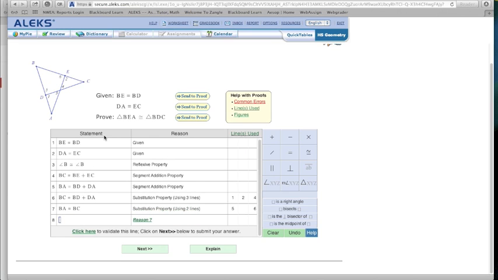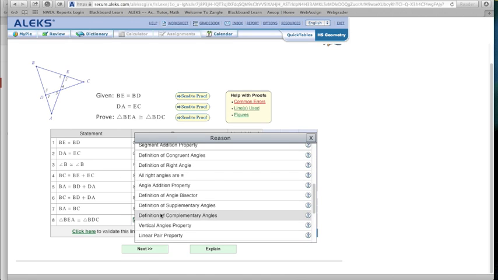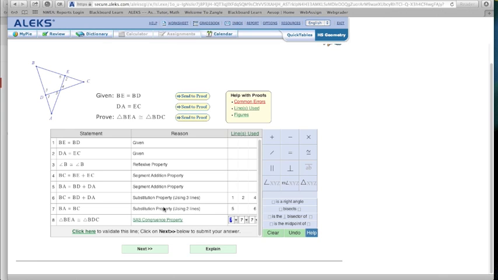Now we have enough information to prove that the triangles are congruent. We have this long segment, we have the short segments BE and BD, and we have angle B. So we have the short segment, the long segment, and the angle in between them. So I'm going to go ahead and send the proof statement to there. And like I said, we have the short side, the long side, and the angle in between. So that is side, angle, side. So the reason here is side, angle, side, congruence property.